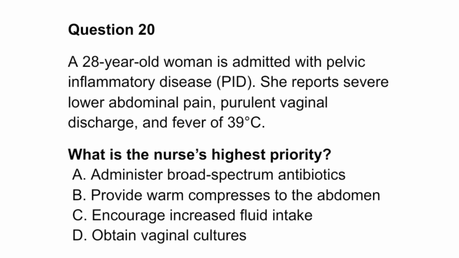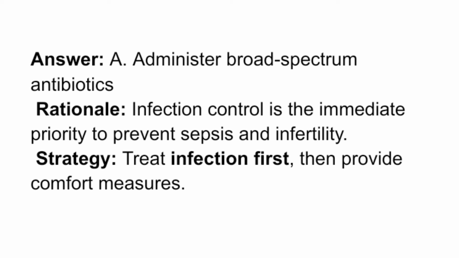Question 20. A 28-year-old woman is admitted with pelvic inflammatory disease, PID. She reports severe lower abdominal pain, purulent vaginal discharge, and fever of 39 degrees Celsius. What is the nurse's highest priority? A. Administer broad-spectrum antibiotics. B. Provide warm compresses to the abdomen. C. Encourage increased fluid intake. D. Obtain vaginal cultures. Answer: A.